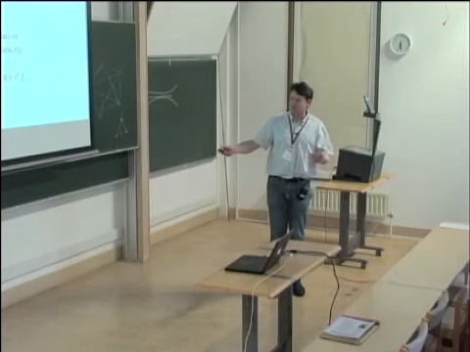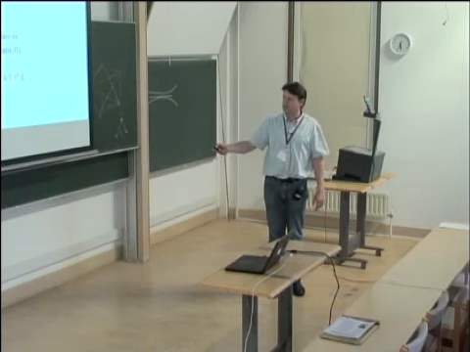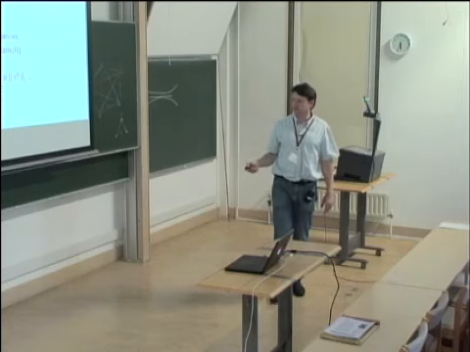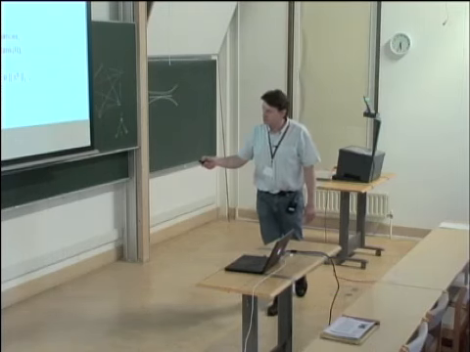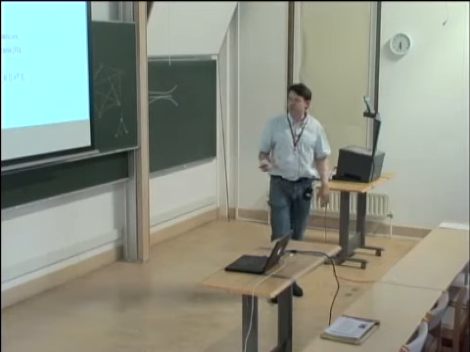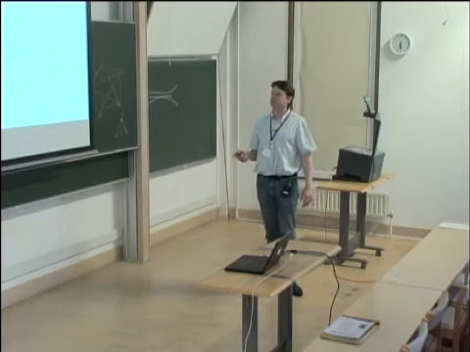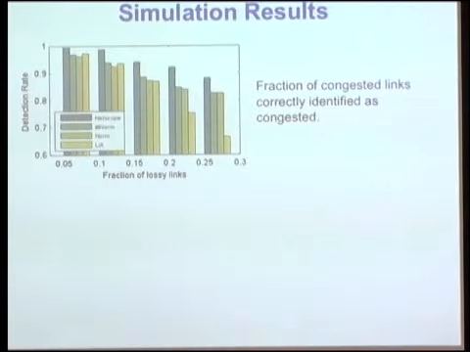I could solve by inverting directly, but since I keep noise on the routing matrix and measurements, I use exactly the same approach as before as a regularization, but using only a reduced matrix that keeps the structure that I have, which was not used before. If I do that first on simulation, that's the detection rate, so the fraction of congested links correctly identified as congested.